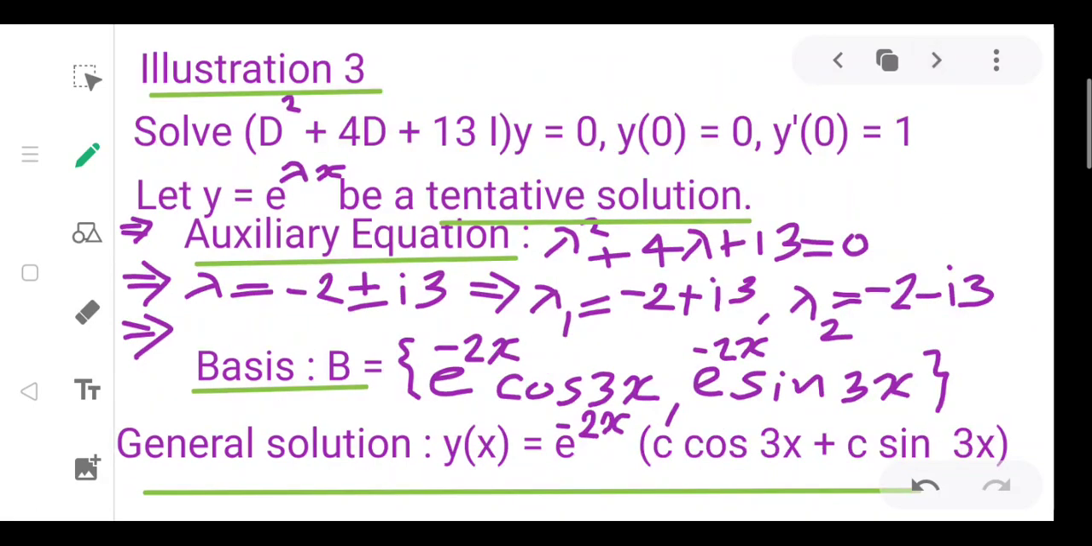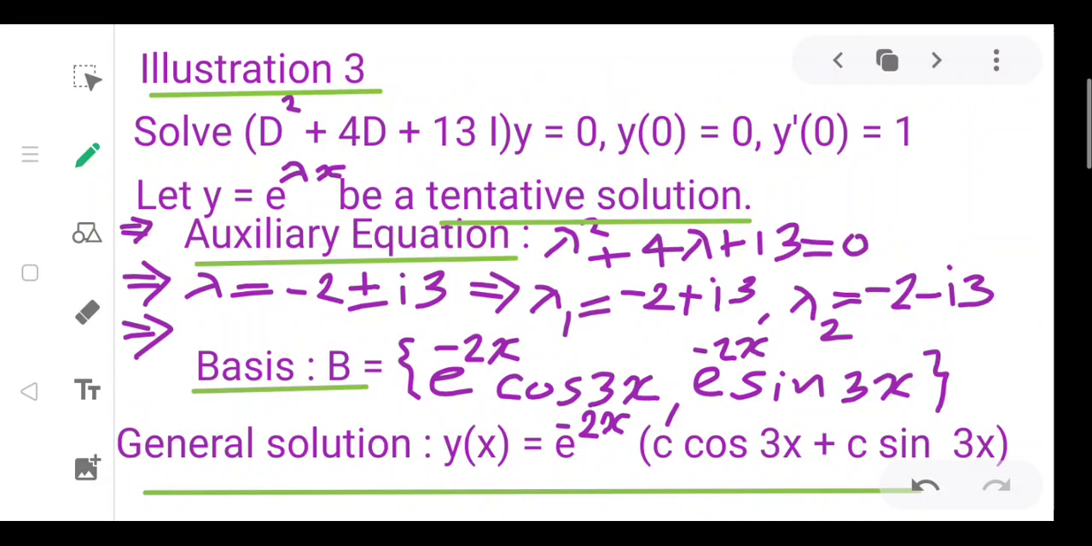Now, another illustration, to solve D square plus 4D plus 13 y equal to 0. So this is an initial value problem. To solve this initial value problem with the initial conditions y of 0 equal to 0 and y dash 0 equal to 1, as before, we choose y is equal to e raised to lambda x be the tentative solution. So the corresponding auxiliary equation is lambda square plus 4 lambda plus 13 equal to 0.